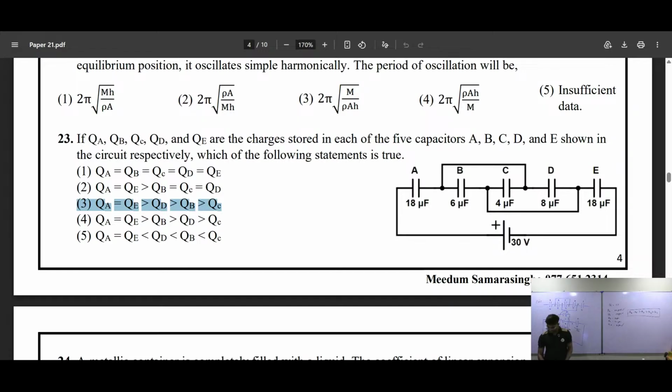So when you see this circuit, first what you need to take is these three capacitors B, C, D are connected in parallel. Then you can find the equivalent capacitance. The equivalent capacitance is also 18. So the potential will equally divide among these three combinations. When you know the potential, when you know the capacitance, you can find the charge stored on each capacitor, right?